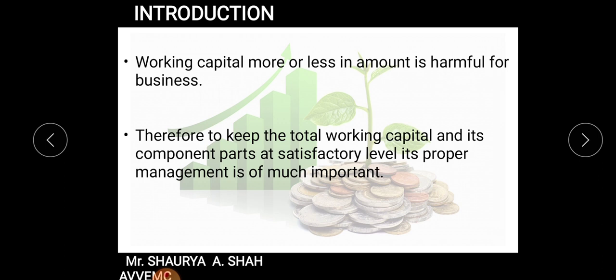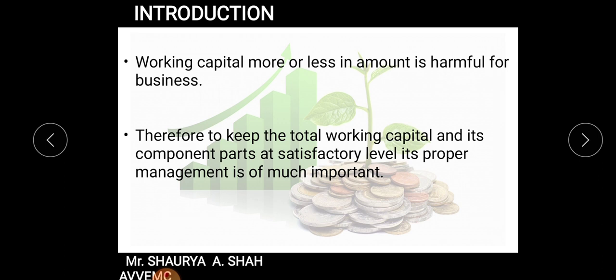If it is less, then there is scarcity of it. If it is more, then there is an excessive blockage of capital in the business, right? So both are not good. It should be in appropriate amount. Therefore, to keep the total working capital and its component parts at a satisfactory level, its proper management is much more important, right? That is why we are studying working capital management, students.